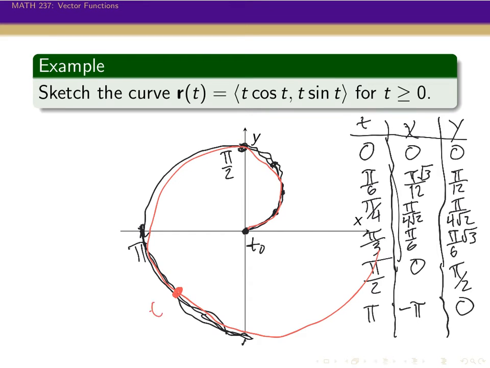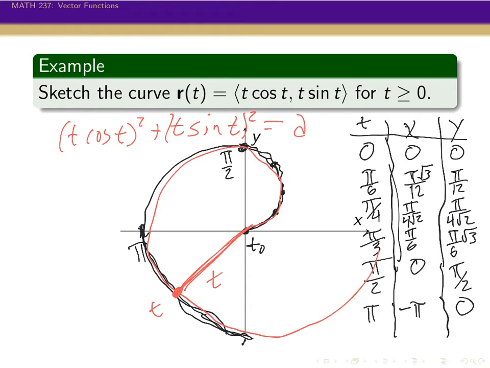if this is at time t, then the distance from the origin to the point on the curve is precisely t, right? And how can we be sure about that? Well, if we use the distance formula from the origin, we'd have t cosine of t squared plus t sine of t quantity squared is equal to the distance squared.